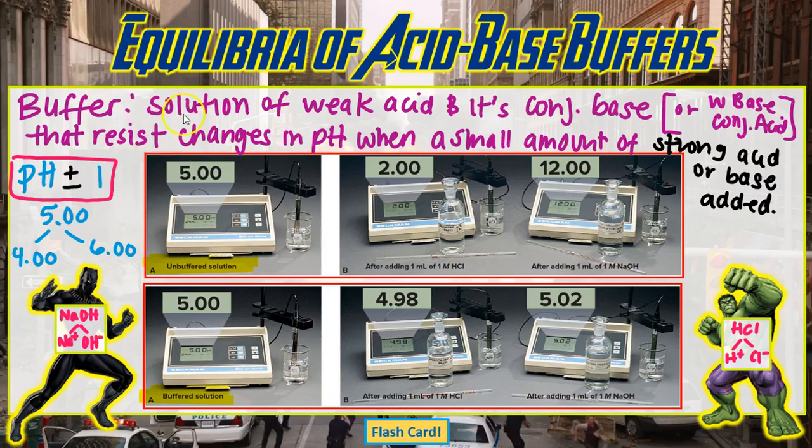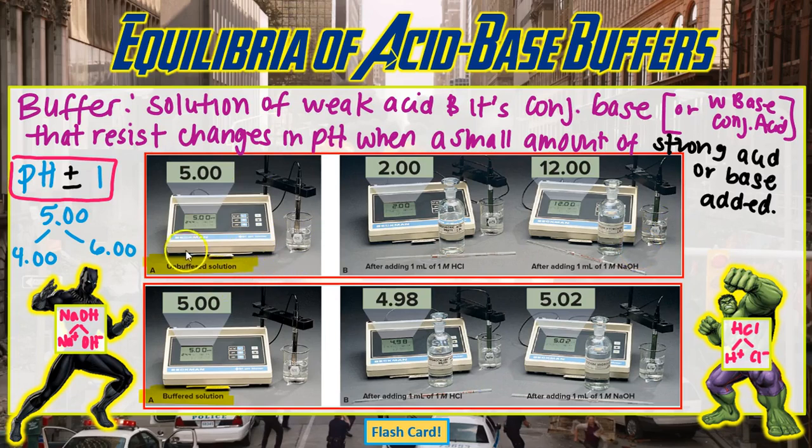A buffer is therefore a solution of a weak acid and its conjugate base, or a weak base and its conjugate acid, that resists changes in pH when a small amount of strong acid or strong base is added. And of course, the best way to visualize this is through an example.